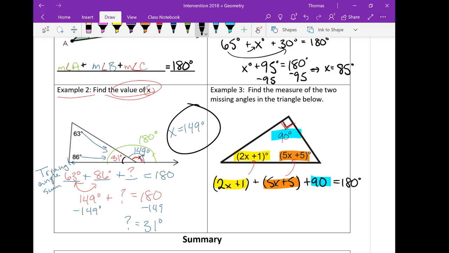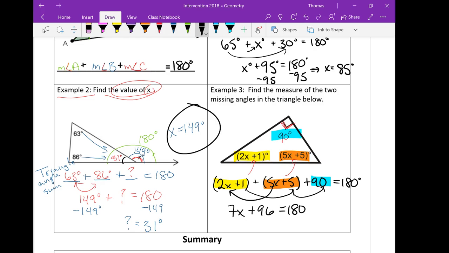Now this is just an equation we can solve. We have one variable, one equation. We're good to go. I'm going to combine my x terms: 2x and 5x, that makes 7x. I'm going to combine my constants, 1 and 5, and 90. 1 and 5 makes 6, and 90 would make 96, equal to 180.